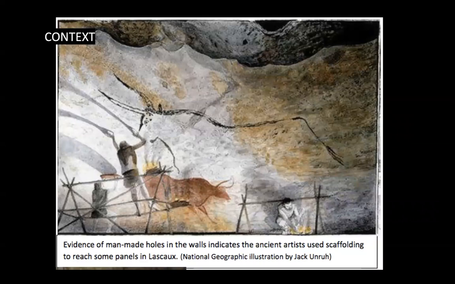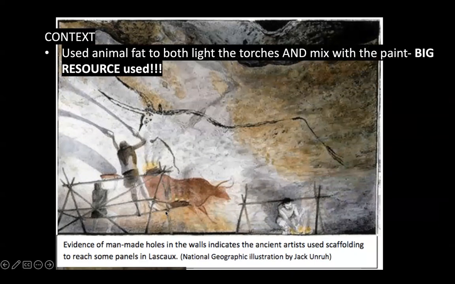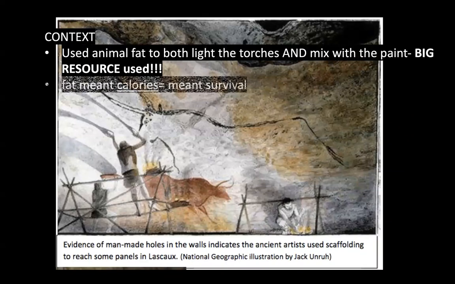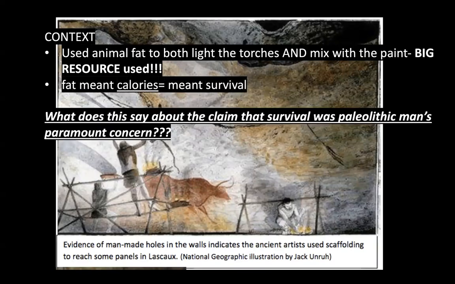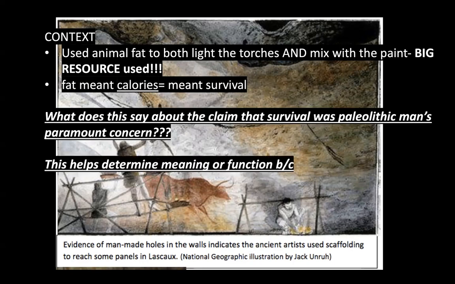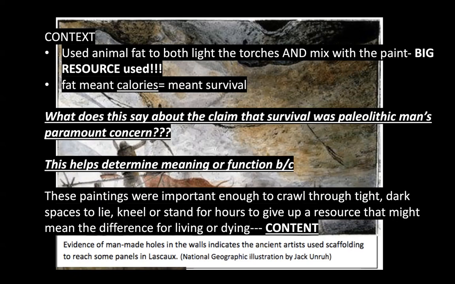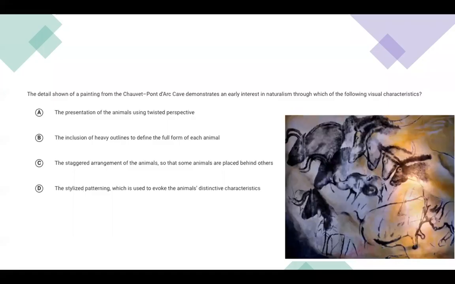And here's a depiction of how they believe there's holes in the wall. So they believe they would have put scaffolding into the holes in the caves. So they used animal fat to both light the torches, I was right, and mix the paint. Big resource was used. Fat means calories. This means survival. So what does this say about the claim that survival was Paleolithic man's paramount concern? It's false. These paintings were important enough to crawl through tight, dark spaces, to lie, kneel, or stand for hours and give up a resource that might mean the difference of living or dying.